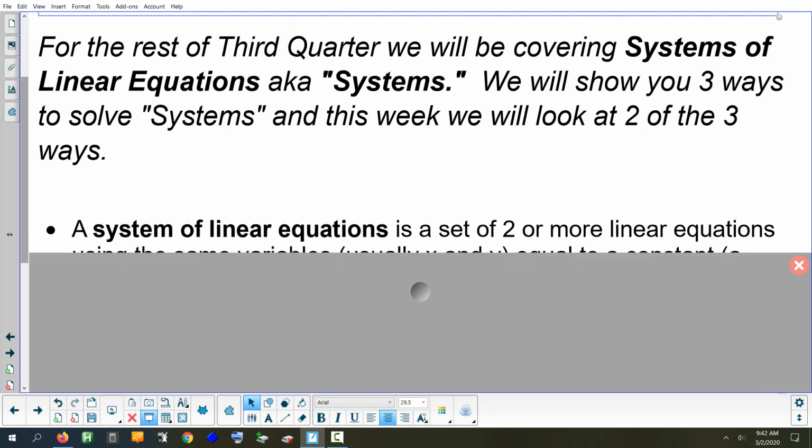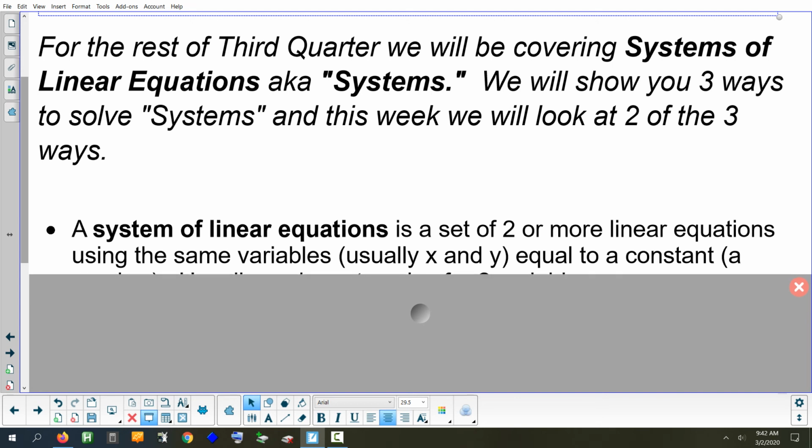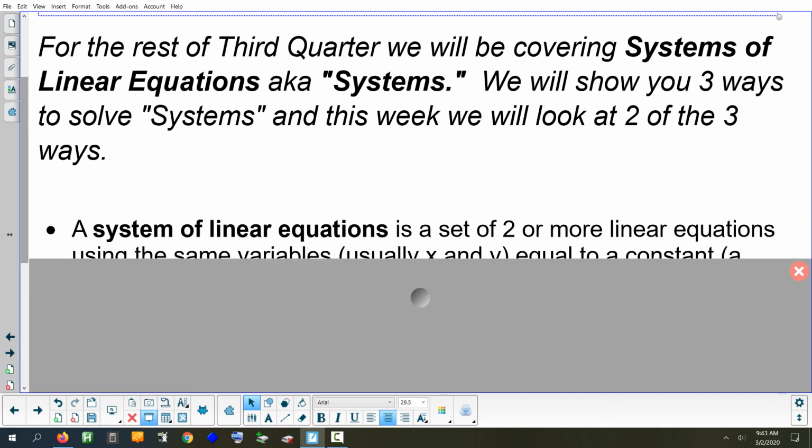All right, so on your first bullet on your guided notes, it says a blank is a set of 2 or more equations using the same variables. You want to fill in system of linear equations. There's another blank in the sentence. We'll fill that in a second. So a system of linear equations. And we're going to make one up in a second so you guys can see exactly what it looks like.